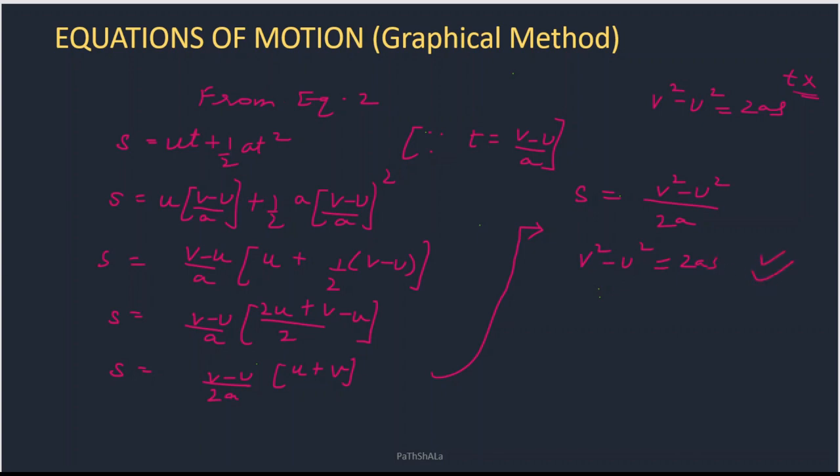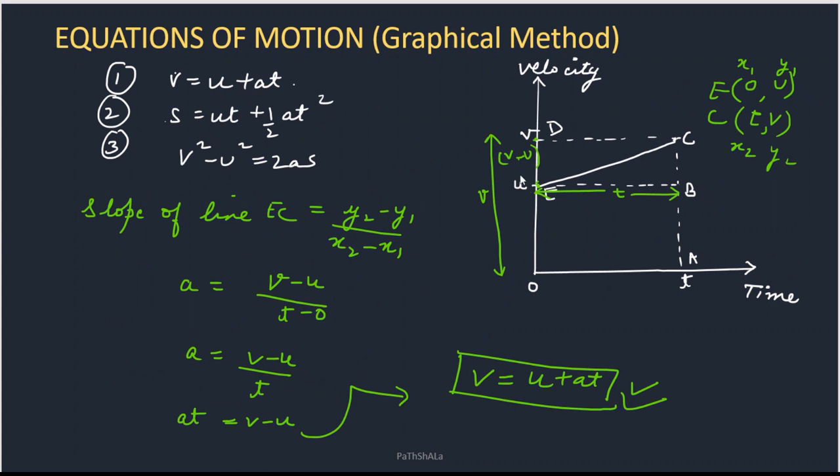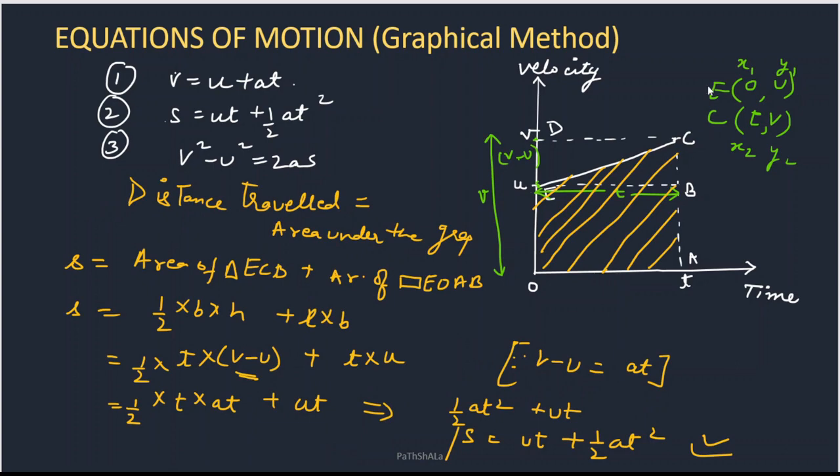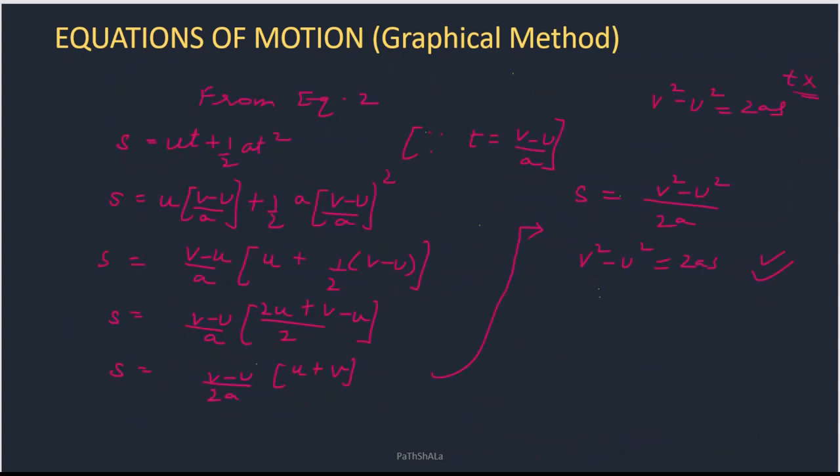So just to repeat quickly, the first equation is derived by using the slope of the line. The second equation is derived by taking the area under the graph. You can use area of trapezium as well, or you can simply divide this area into two, which is the area of rectangle and area of triangle. And the third equation is derived by using equation 2 and equation 1, by substituting the value of t from 1 into equation 2.